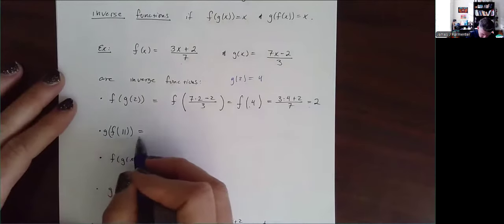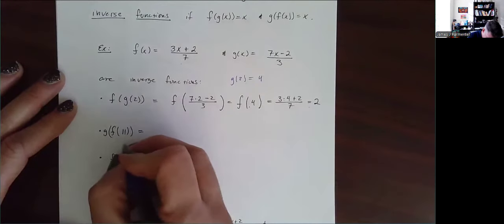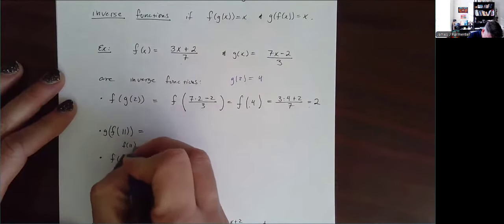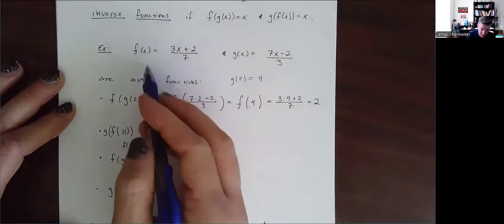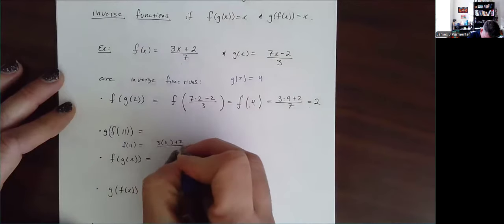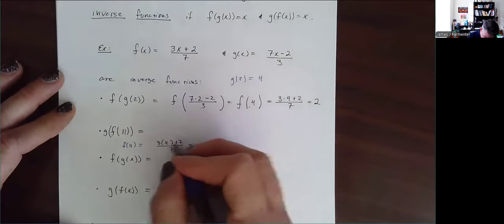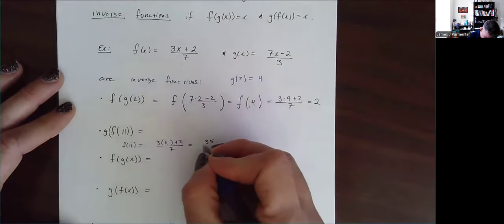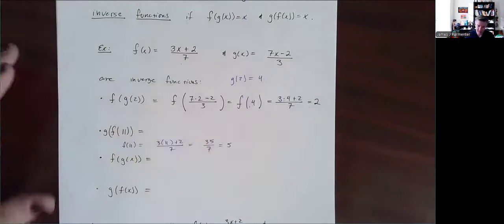So I'm not going to write right there for a second. I'm going to write below here. I want to find out what f of 11 is. So f of 11, if I take my f of x function, that's going to be 3 times 11 plus 2, divided by 7. That's 33 plus 2, so 35 divided by 7, which is 5.